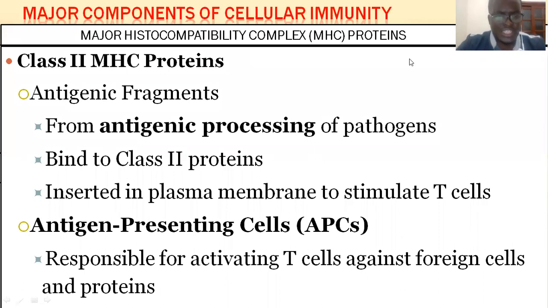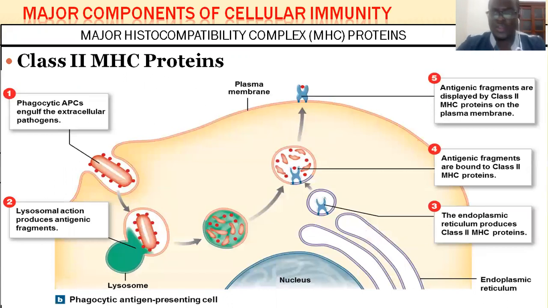Okay, then after antigen presenting cells present the antigen to the T helper cells, then there will be activation of the T helper cells. So these are responsible for activating T cells against foreign cells and proteins. So this kind of immunity is very specific for that particular pathogen. So again, this is just a summary of how the antigen presenting cells are going to present the antigen using the major histocompatibility complex class 2.